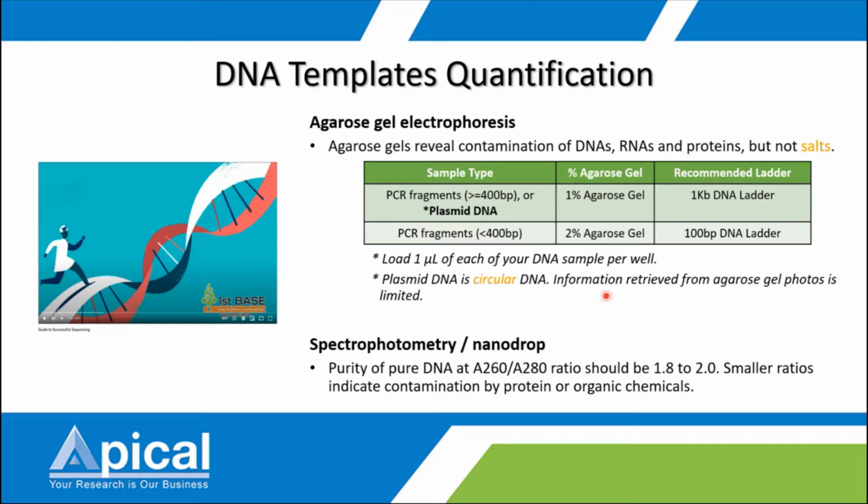This is just to share with you from our experience: if you want to run a gel for a big product size, you can use 1% agarose gel, and for a small product size you can use 2% agarose gel. That is to increase the resolution of the gel.